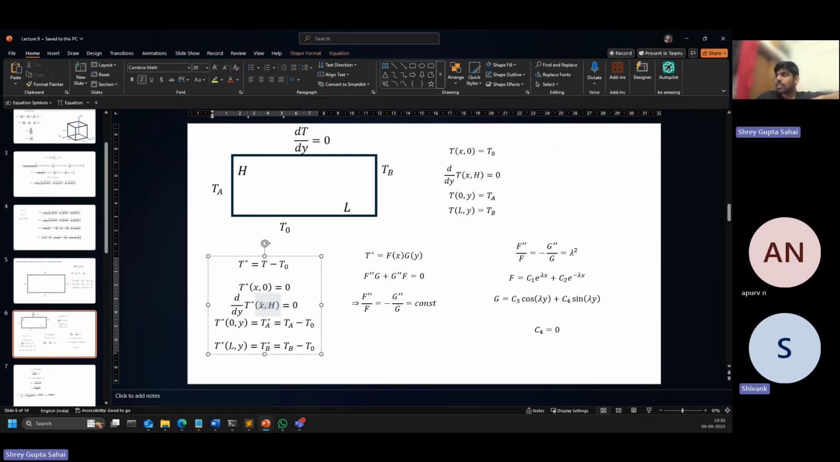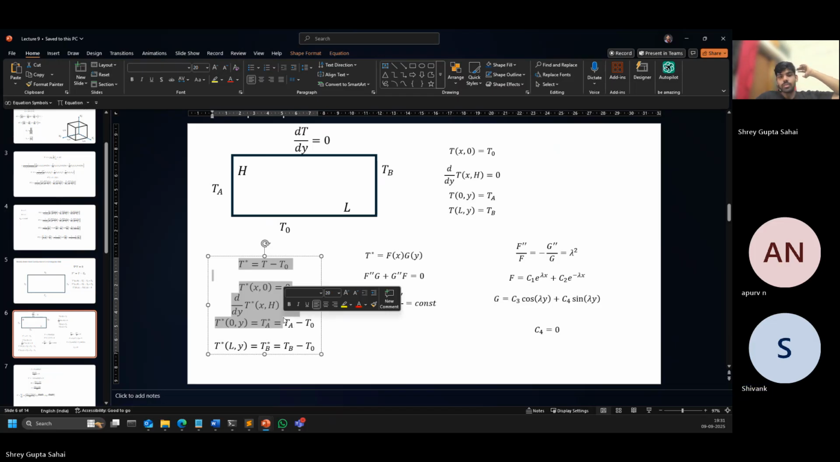Can you explain what we are doing? What, T star we have written it as a function of f of x and g of y. What is this? Can you explain it?